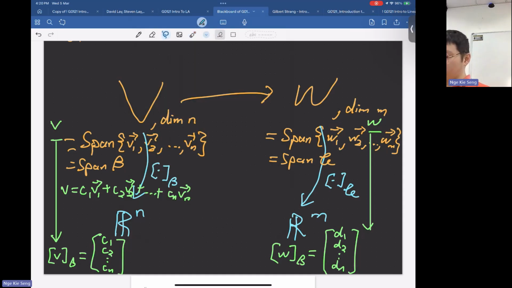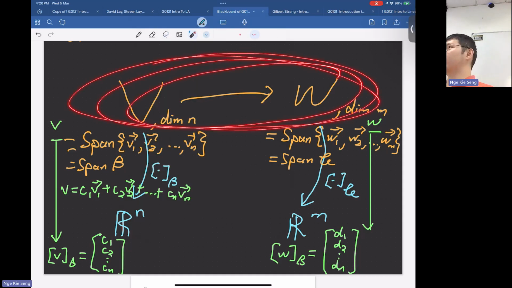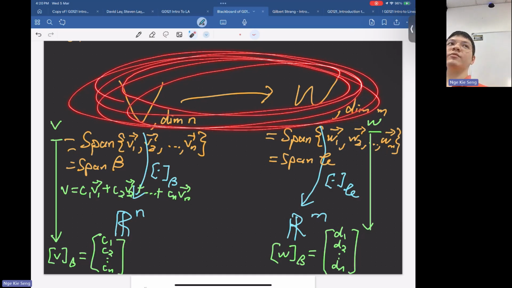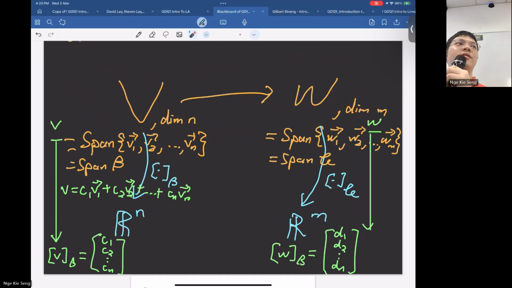How do I connect two vector spaces? Last time I think we briefly talked about it. Start with a linear transformation, say T. Still remember what's a linear transformation? It's a function such that it preserves addition and preserves scalar multiplication. That's all. Just these two things only.